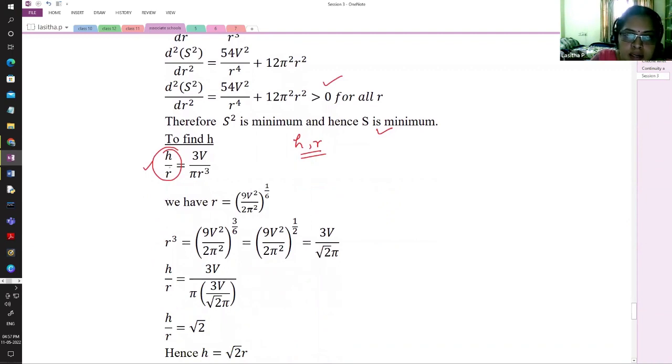So here I have taken to find the relation, the ratio between H and R. They can proceed in this way. H is equal to √2 R. Any thoughts on this, teachers? Any other different way you approach in your classes?